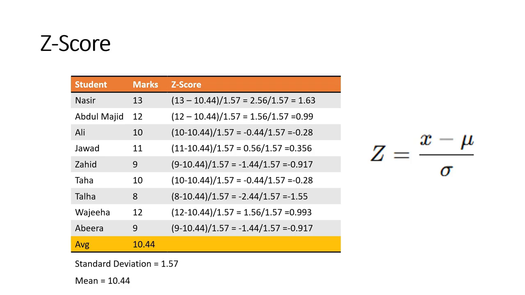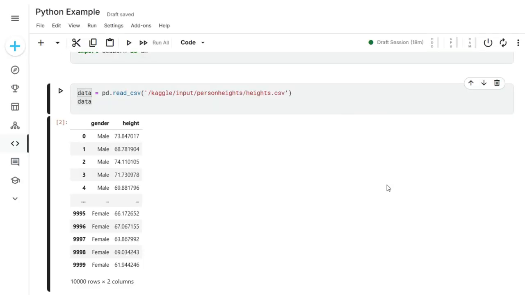Now let's calculate the z-score and the normal distribution practically in Python. Both of these work to determine the outliers. Let's see the practical Python code.